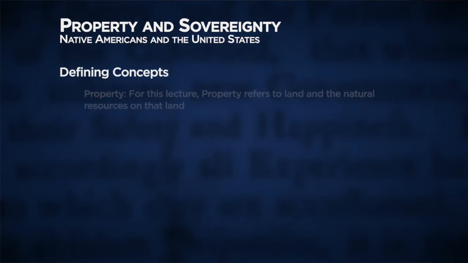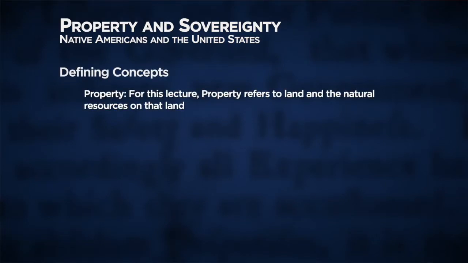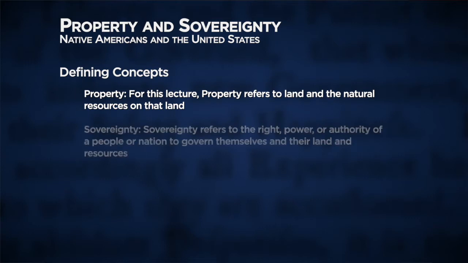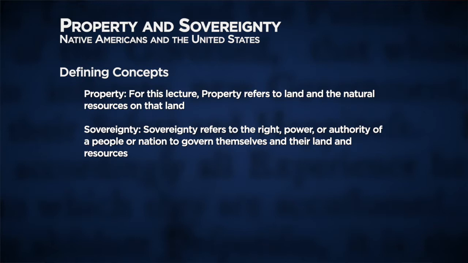For the purposes of this lecture, property refers to land and its natural resources, individual land ownership, and land or territory owned by a particular nation. Sovereignty refers to the power or authority of a people or nation to govern itself and its land and resources, and the right of a nation to govern and regulate property or territory within the nation.